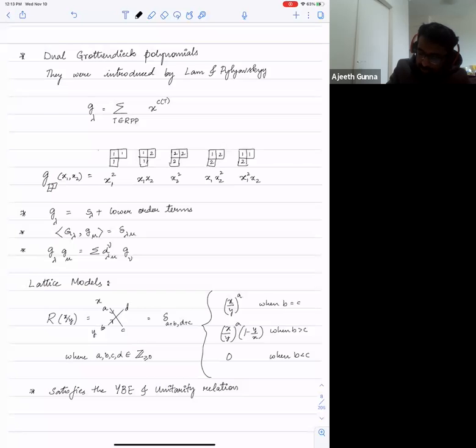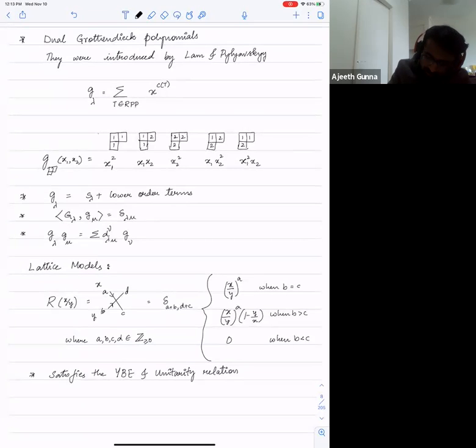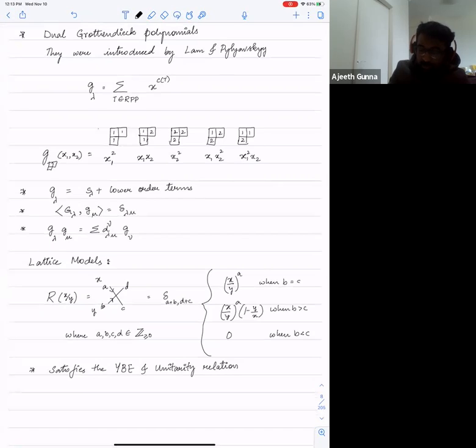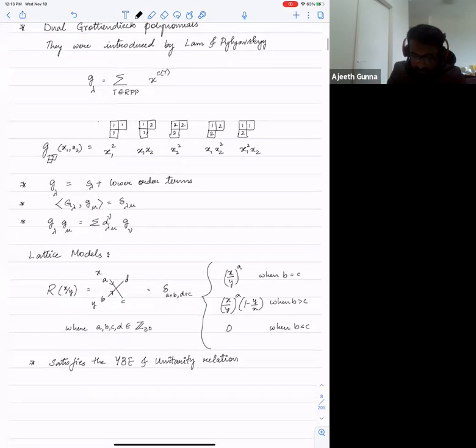Now from this definition, you can right away see that the dual Grothendieck polynomial g_lambda is of the form s_lambda plus lower order terms, where s_lambda is a Schur polynomial. These polynomials are dual to Grothendieck polynomials under the Hall inner product, and they form a basis for the ring of symmetric polynomials. So you take the product of two of such polynomials and expand it, and the constants that appear are the coproduct structure constants that we wanted to compute.